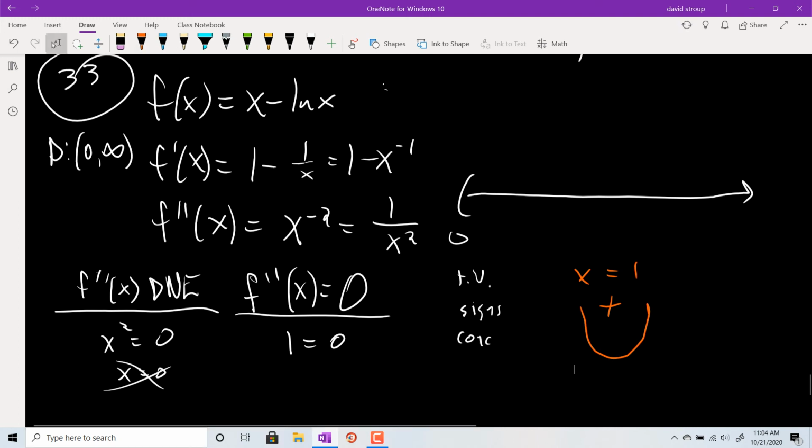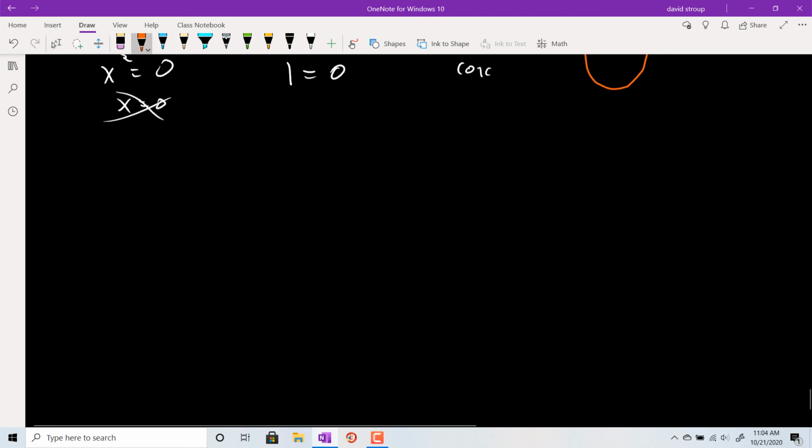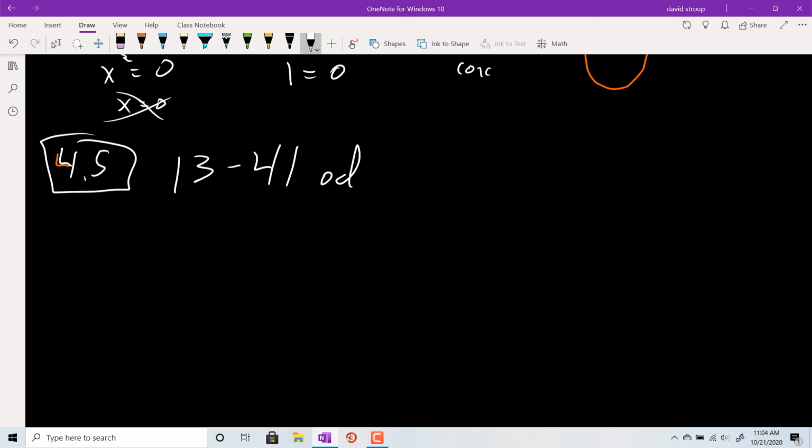Okie dokie, great. So that does it for all that. The next section, 4.5, is all about limits, infinite limits. So on the test, you'll see a whole helping of infinite limits.